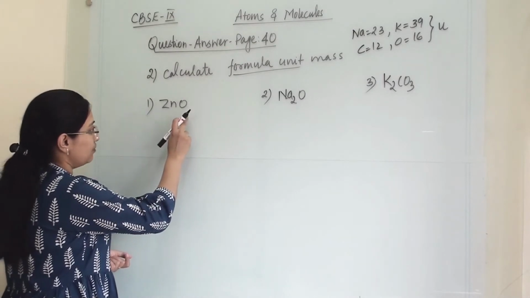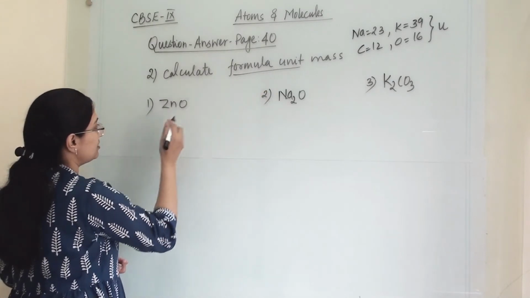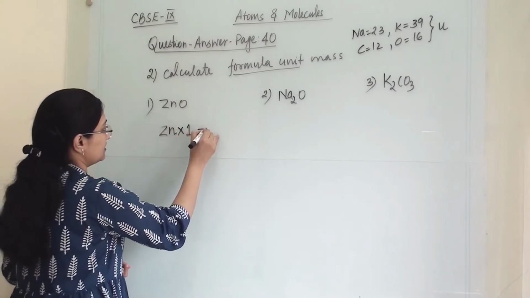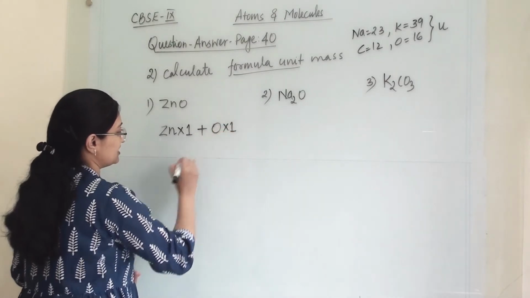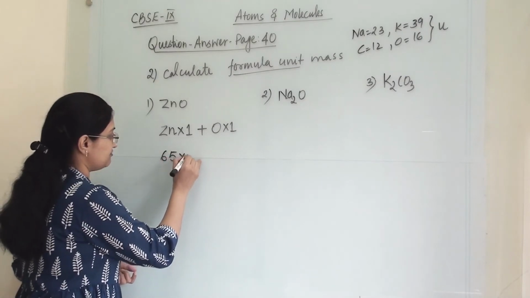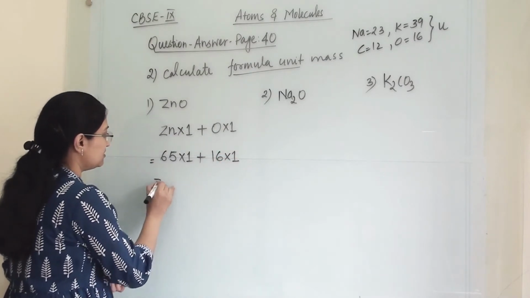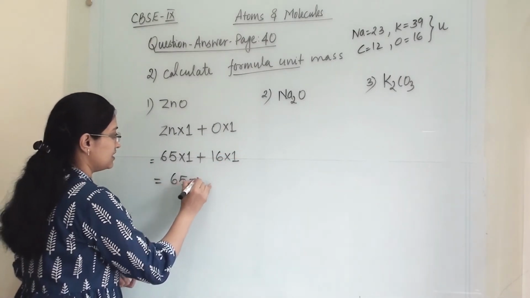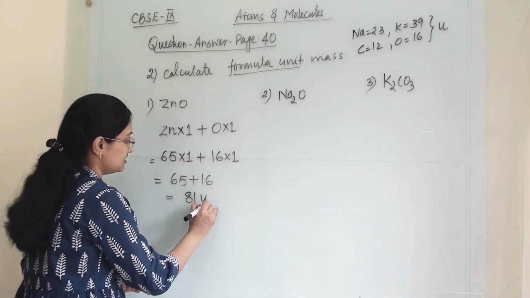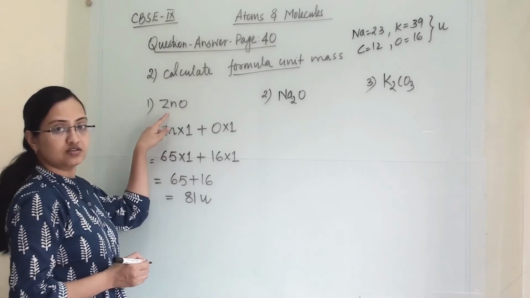So this is ZnO. This is zinc oxide. In zinc oxide, how do we find the formula unit mass? How many zinc are there in this? 1. Plus oxygen. How many oxygen are there? 1. So zinc's atomic mass is 65. So 65 into 1 plus oxygen, 16 into 1. So we calculate 65 plus 16 and our answer is 81. The unit will be U. So this is the formula unit mass for zinc oxide.